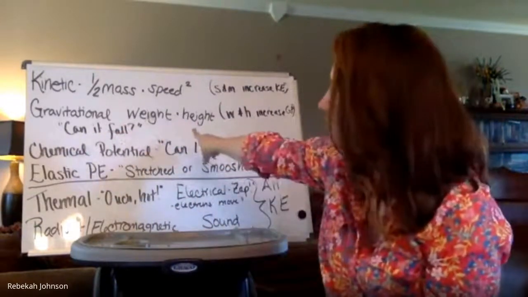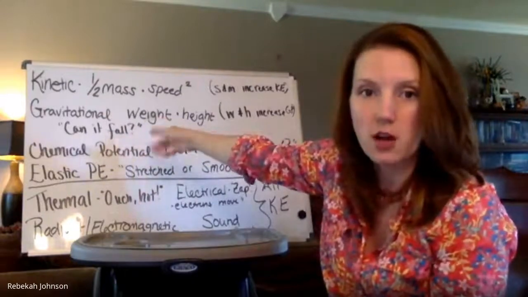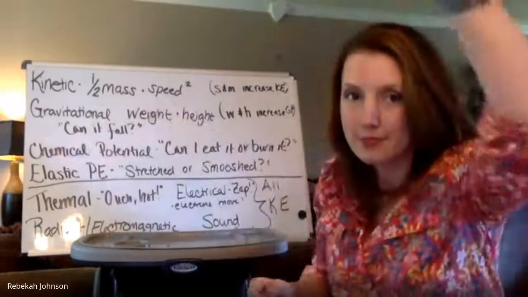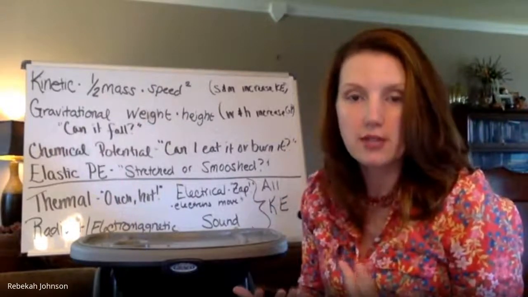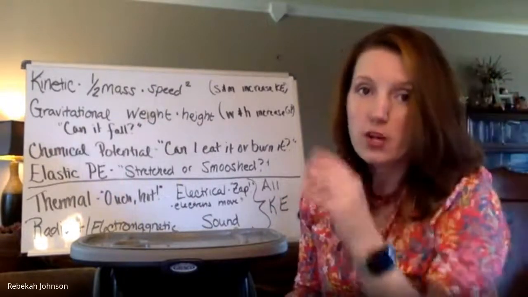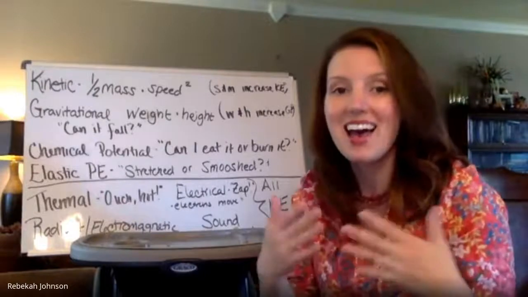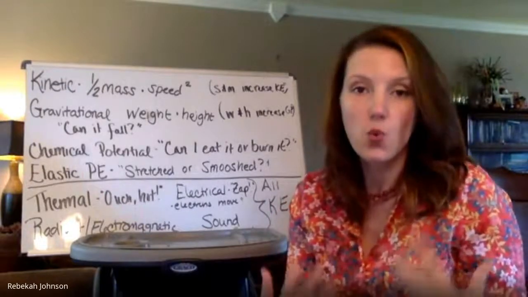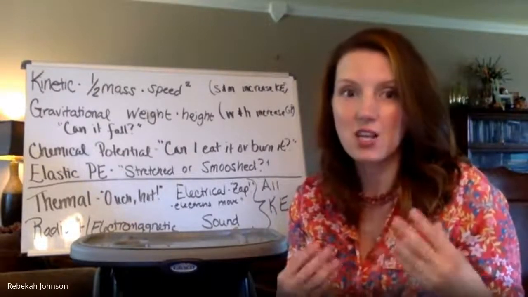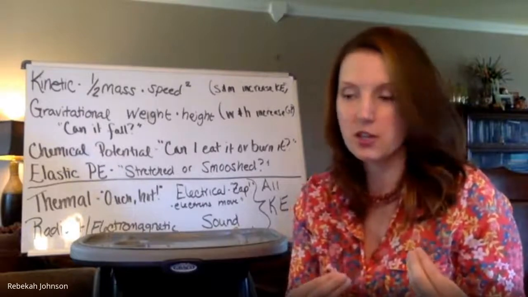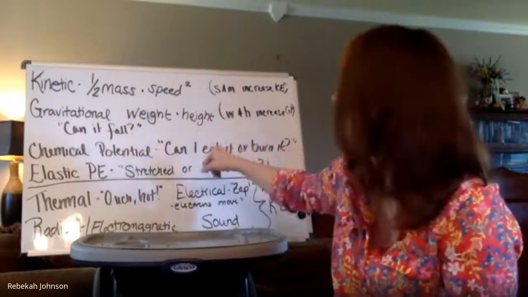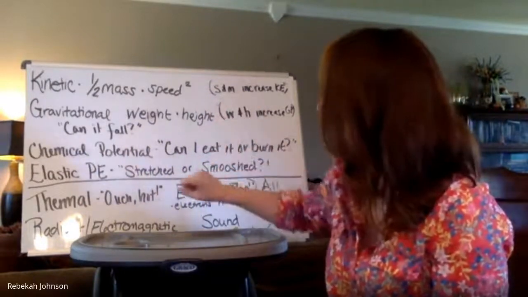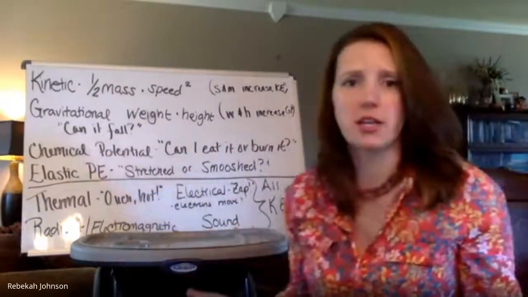So gravitational potential energy, what do we ask ourselves? Can it fall down? Yep. So whenever we're looking at gravitational potential energy, we are going to be considering the weight and the height of the object in question. Weight and height are going to be the things that increase gravitational potential energy. And to calculate it, we simply multiply weight times height. Pretty straightforward. Chemical potential energy.